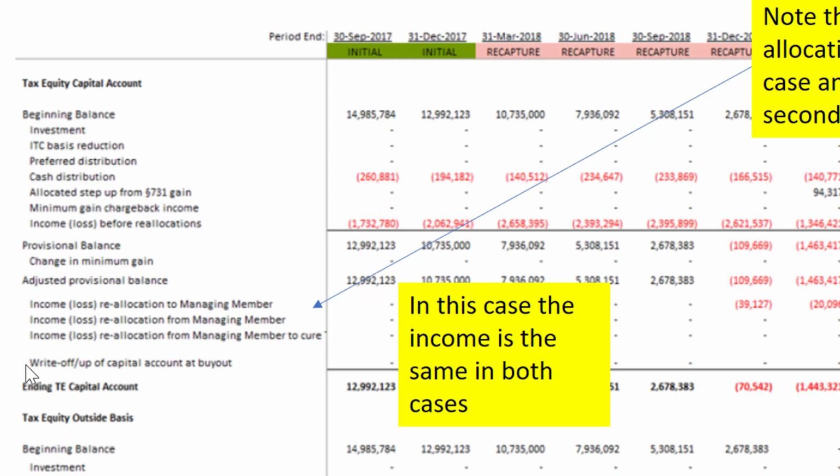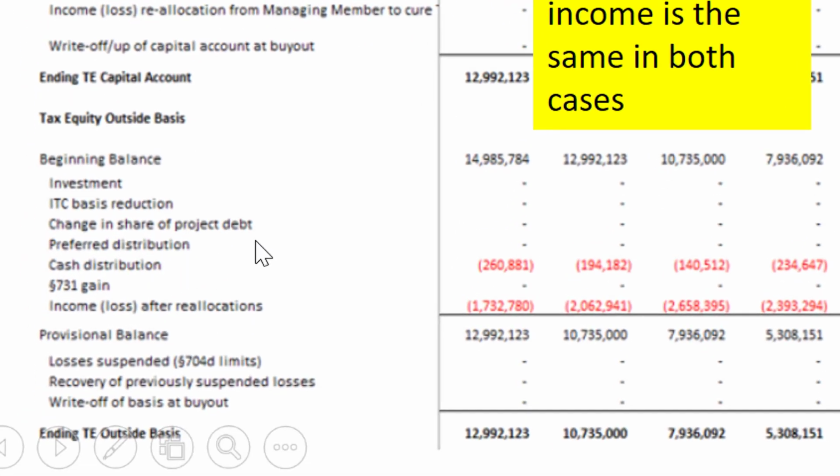But look at this one, that's outside basis. That's a little bit simpler. They have how much you put in, your same kind of ITC thing.